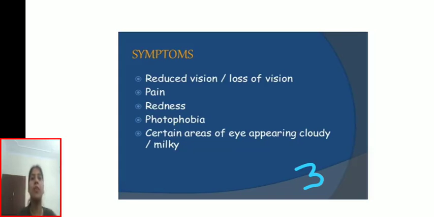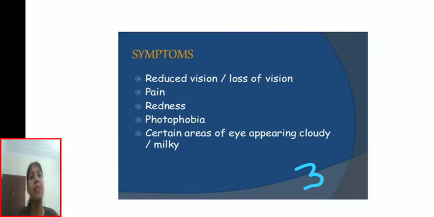The symptoms of corneal opacity are reduced vision or loss of vision. Reduced vision depends on the layer and the area involved by the opacity. Loss of vision occurs in the condition of complete opacity of the cornea, where the light rays do not enter into the eye due to the opacity. The image does not form on the retina and it causes loss of vision.